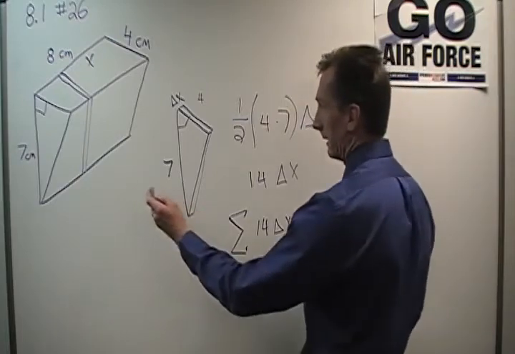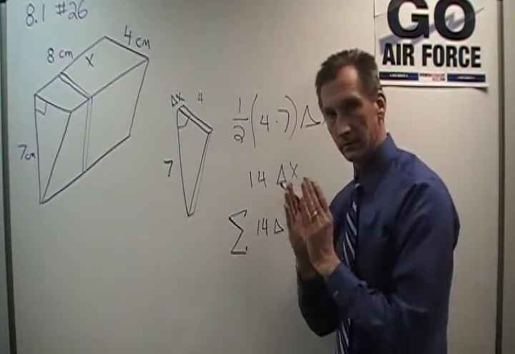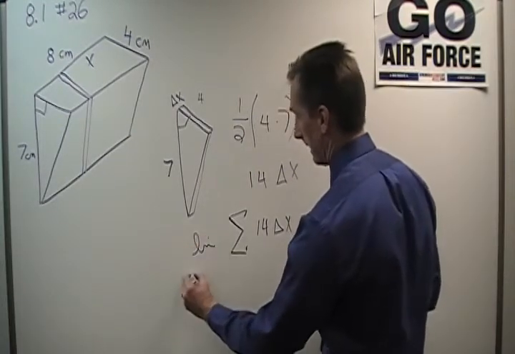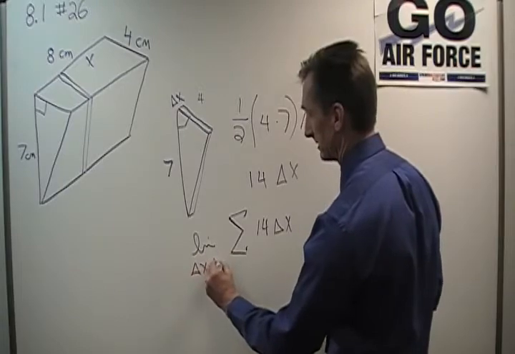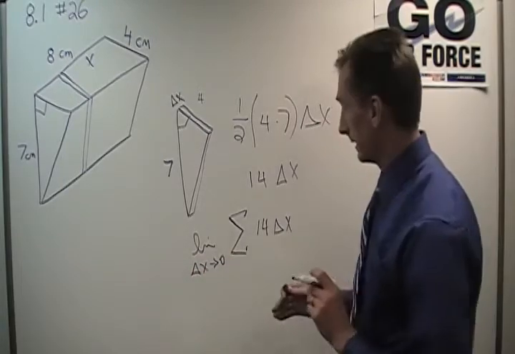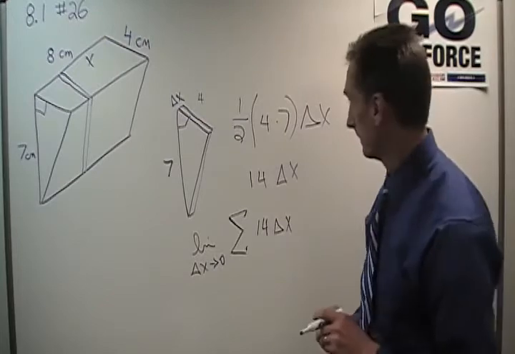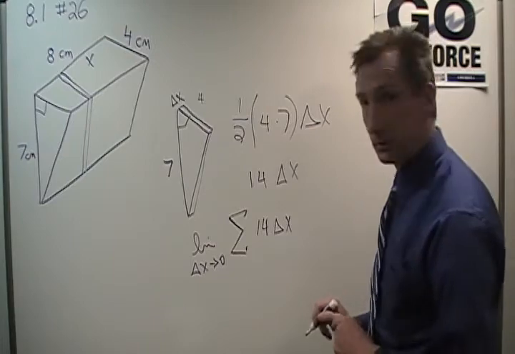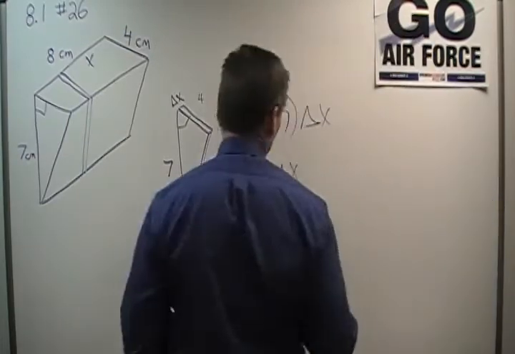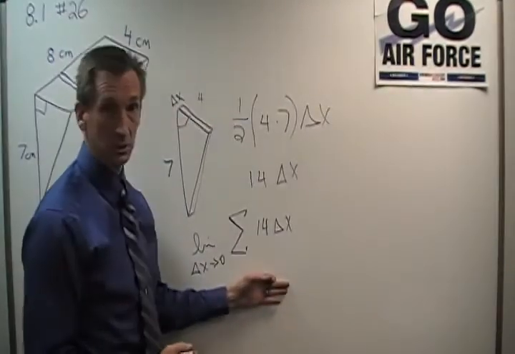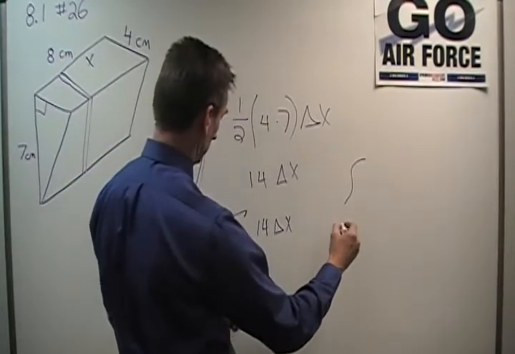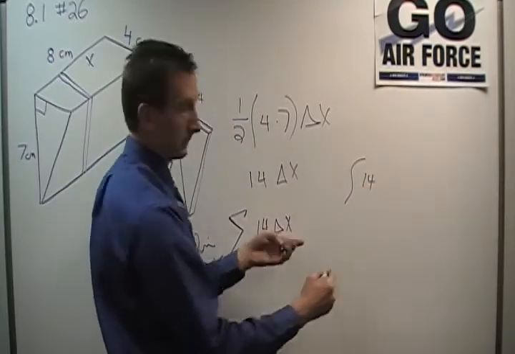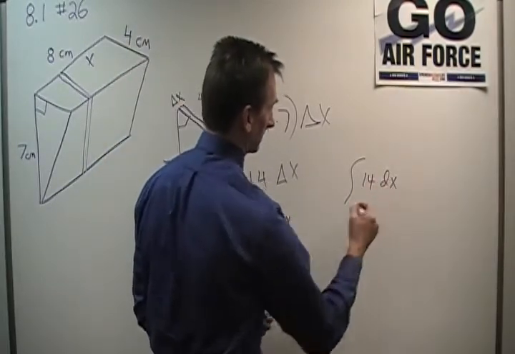Like I said, we want to make delta X as small as we can. In fact, we're going to take the limit as delta X approaches 0. So now we can get a very accurate estimate. This may look familiar to you as the integral notation that we've used prior. So let's write that as an integral: the integral of 14 delta X, which you may know better as dx.